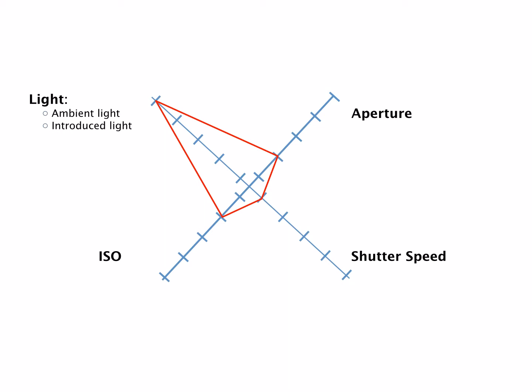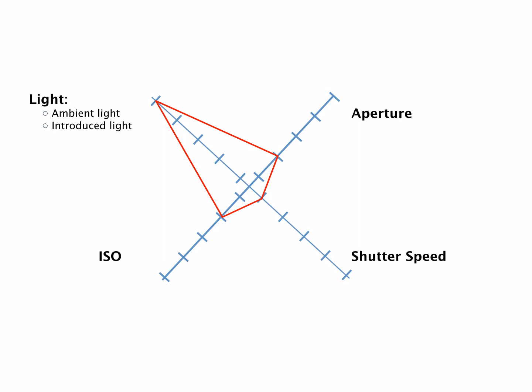Starting with light. Light is what's illuminating our subject. There's ambient light, the light that is available to us, the light that we walk into. And then there's also introduced light. Examples of introduced light are a flash and reflective light. You can have a reflector, or even a wall that's bouncing sunlight. So there are different contributors to light.